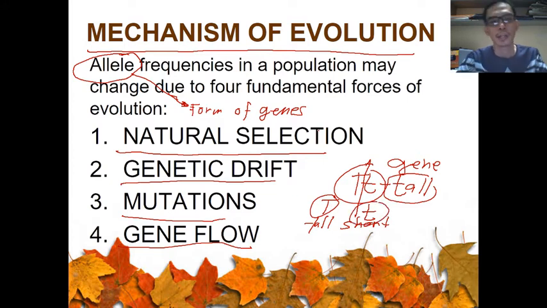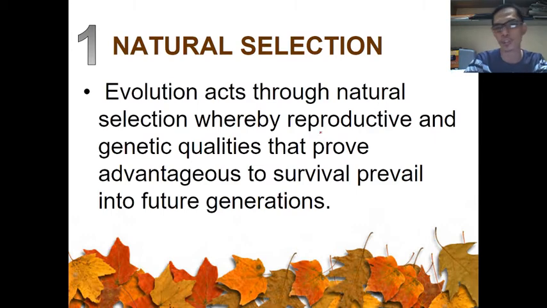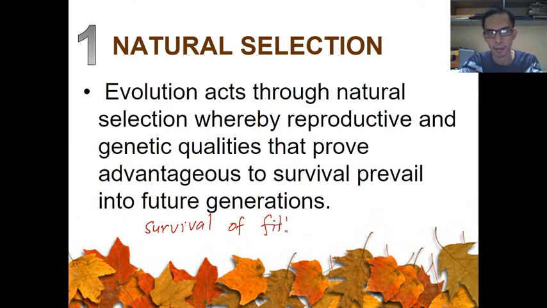So how do alleles change over time, and what are the forces that affect those changes? We'll start first with the first one, which is called natural selection. Evolution acts through natural selection, whereby reproductive and genetic qualities that prove advantageous to survival prevail into future generations. So this is what Charles Darwin is trying to say about survival of the fittest. So we call it the survival of the fittest.